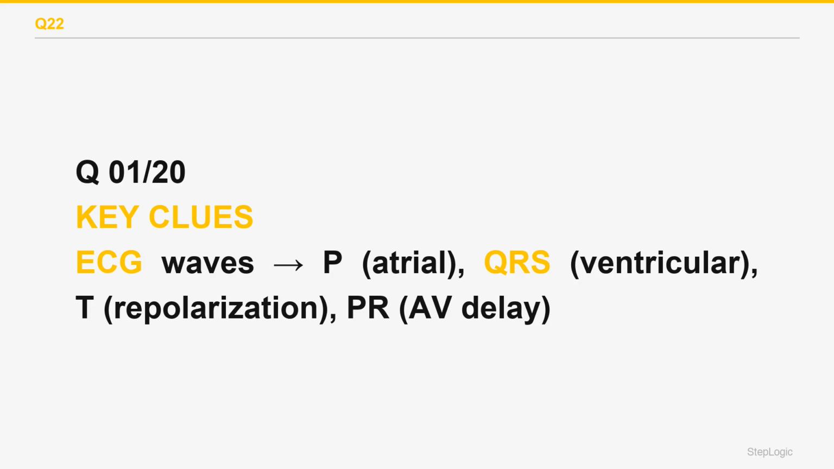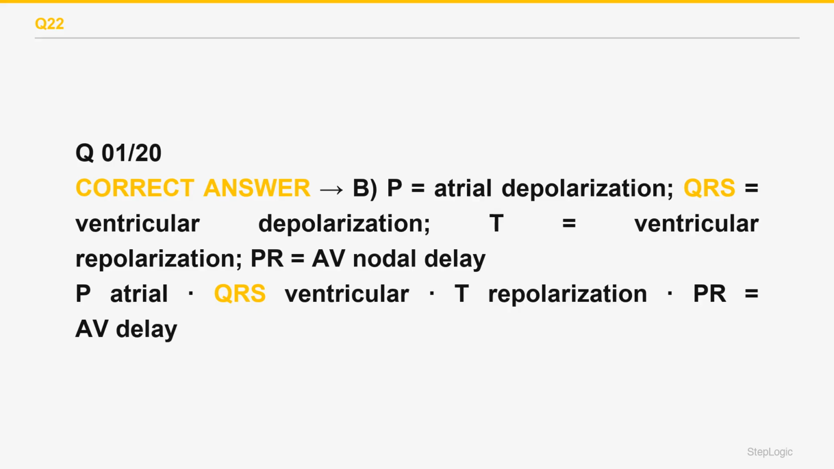The T wave represents ventricular repolarization, which triggers ventricular relaxation. The PR interval, from the start of the P wave to the start of the QRS, reflects the time for the impulse to travel through the atria and the AV node, including the AV nodal conduction delay. The correct answer is B.